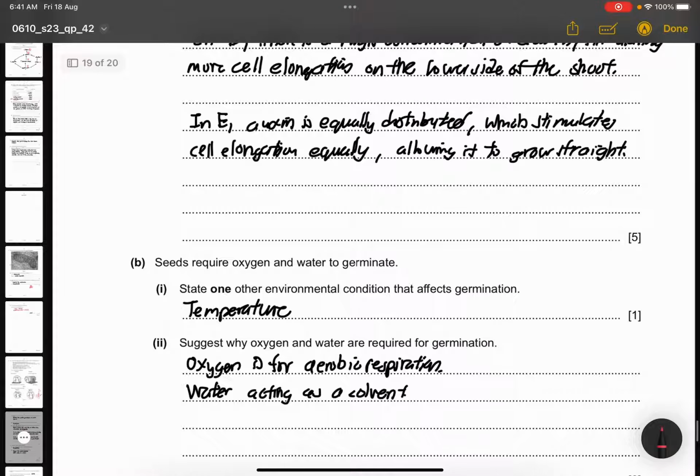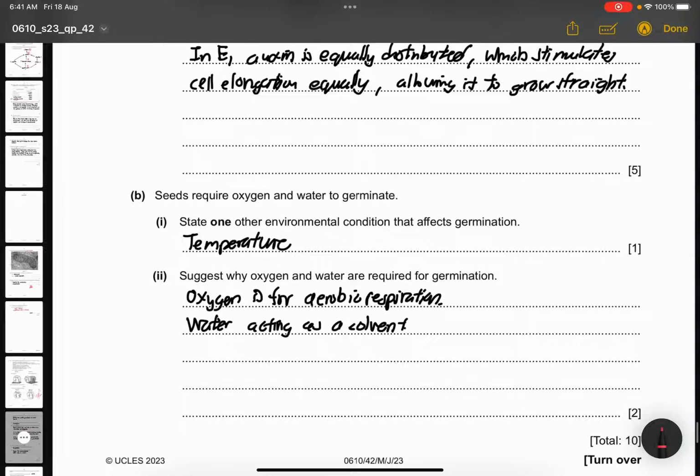So part B, seeds require oxygen and water to germinate. Part 1, state one other environmental condition that affects germination: temperature. Okay. Part 2, suggest why oxygen and water are required for germination. So that's my answer for it. Oxygen is for aerobic respiration and water is acting as a solvent.